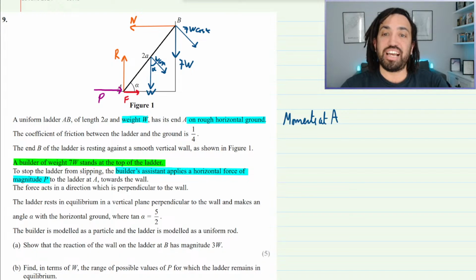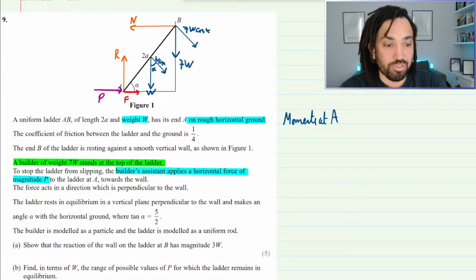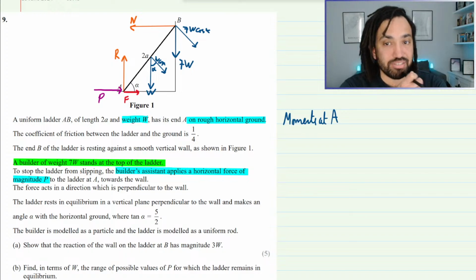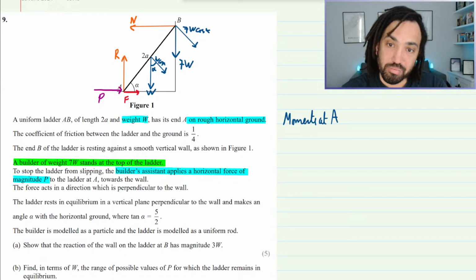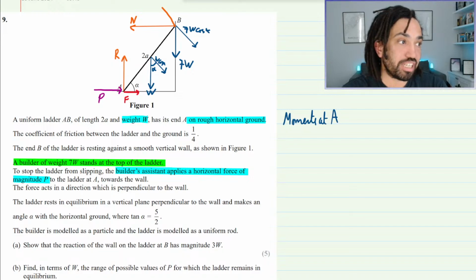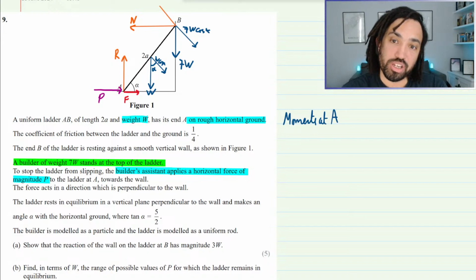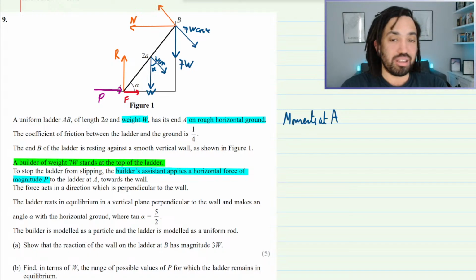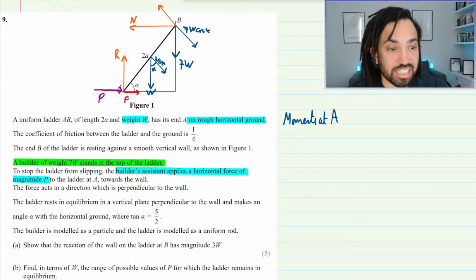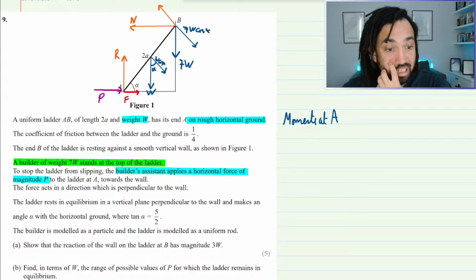Okay, that is 7W cos alpha. Yes, exactly. That is 7W cos alpha. Now, guys, what about the component perpendicular to the normal reaction? Which one is that?